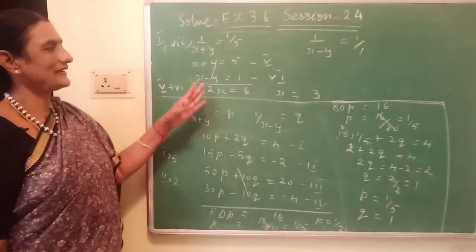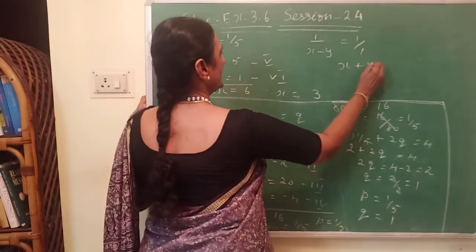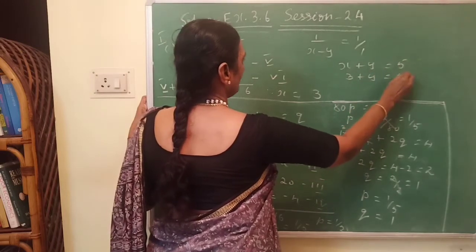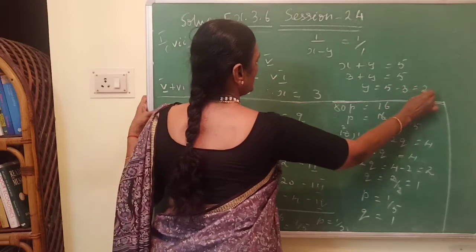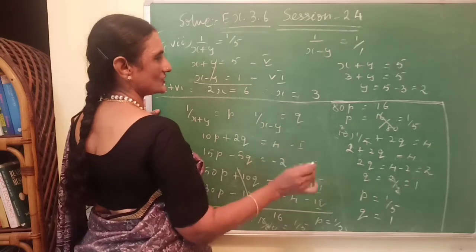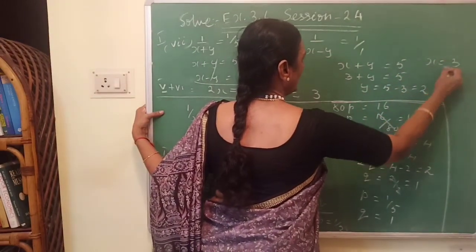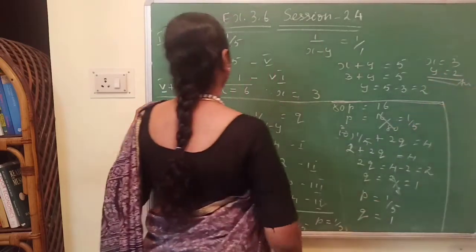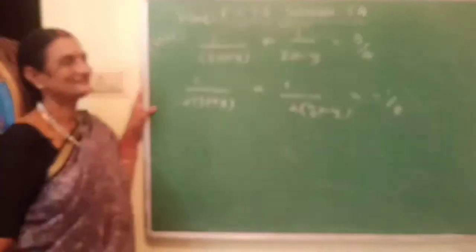X equal to 3, means substitute in any one of these. You will get x plus y is equal to 5. Therefore, 3 plus y is equal to 5. So, y is equal to 5 minus 3 which is equal to 2. So, x equal to 3 and y is equal to 2 is a solution which I am writing as x equal to 3, y is equal to 2, underline and finish the sum. Okay, are you understanding that? This is the final solution.